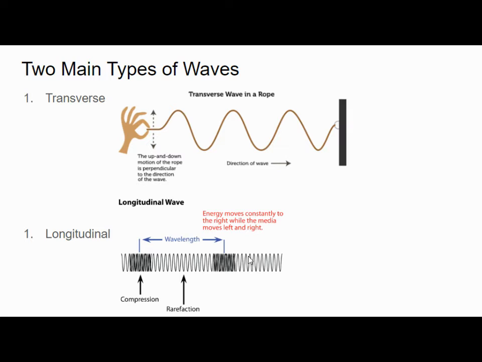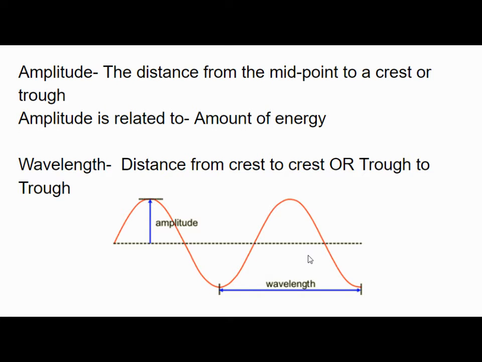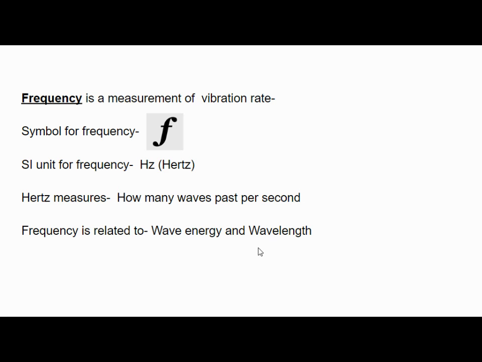All right, remember transverse goes along the direction of the wave of the rope. Transverse is up and down. Longitudinal is long ways. So refraction. Amplitude is from your midpoint to the top or bottom. Wavelength is from trough to trough or crest to crest. Amplitude is related to the amount of energy that is caused and pushed through these waves.